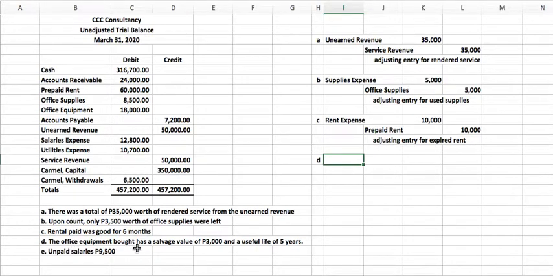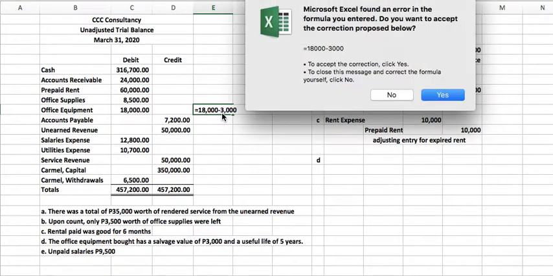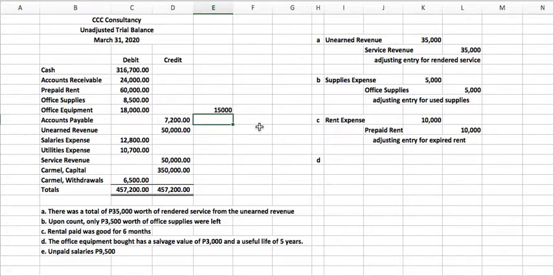Letter D. The office equipment bought has a salvage value of 3,000 and a useful life of 5 years. The formula in computing depreciation expense, for the simple method, is the asset, which is here in the problem, office equipment, minus the salvage value of 3,000. Salvage value is the amount you can sell the equipment for when it is no longer used by the company. So 18,000 minus 3,000 salvage value, divided by the useful life of 5 years. That's 15,000 divided by 5, which is 3,000 per year.